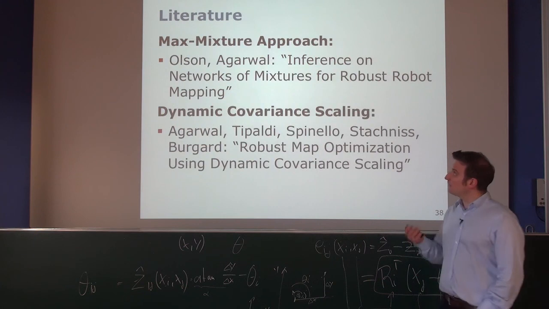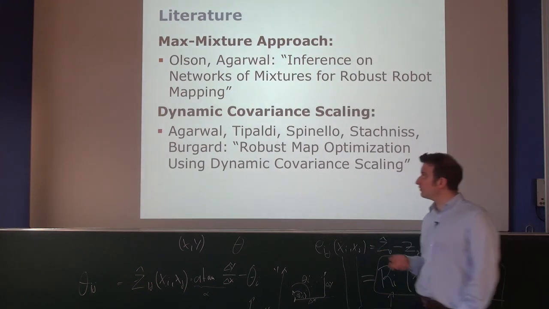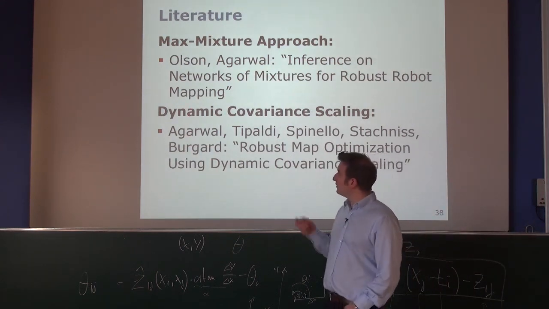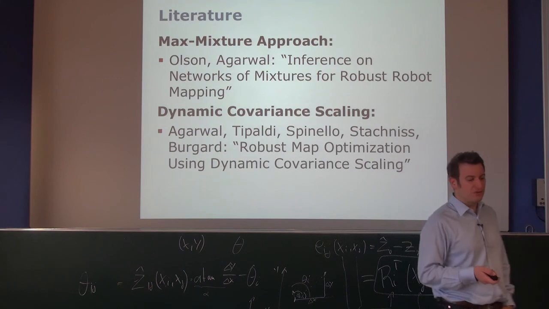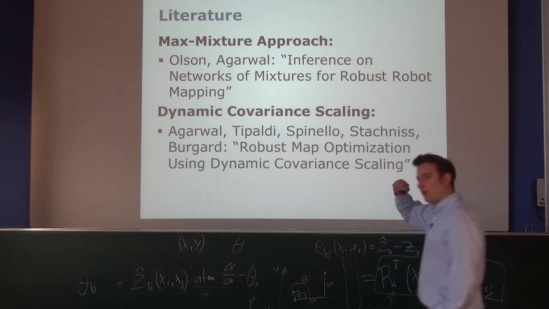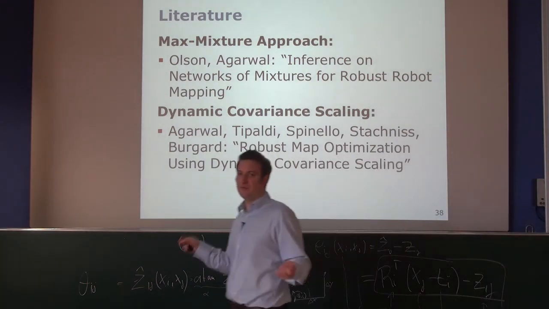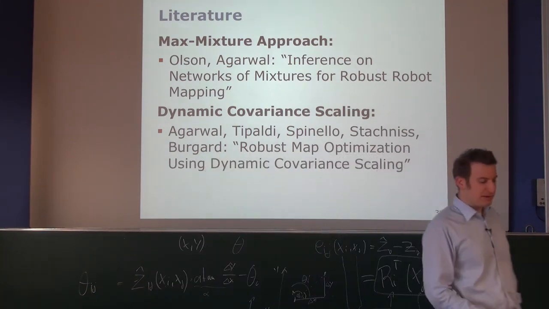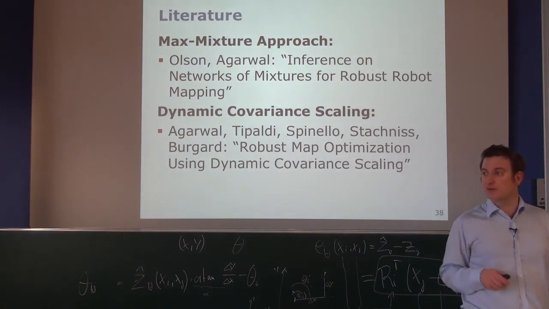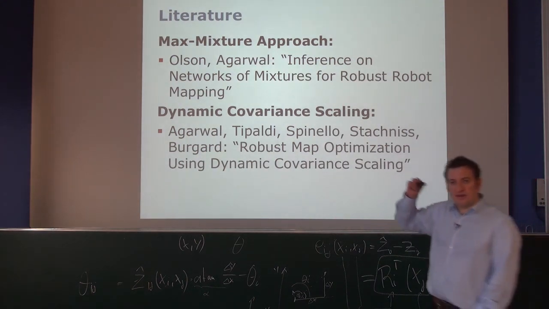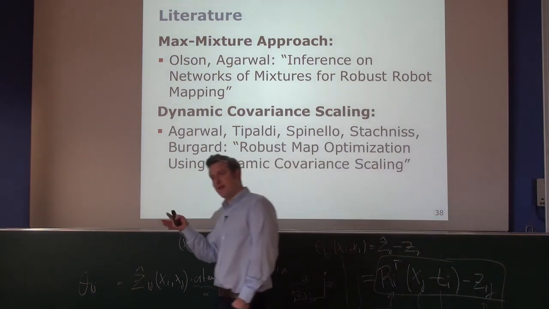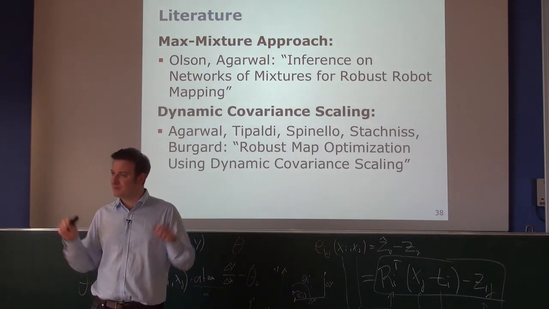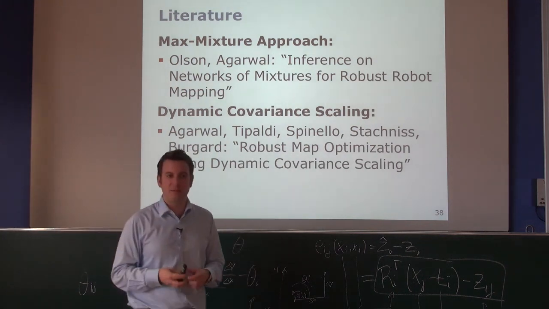I just picked out two examples here in terms of literature. This is the max mixture approach by Edwin Olson and Pratik Agarwal for this robust max mixture, as well as the dynamic covariance scaling, which is another alternative on how to weigh down the errors if you're far away from the current estimate. And this is actually equivalent to performing a robust M estimation with a specific rho function in there. So I know this was short. On the other hand, the idea should be clear to everyone what happens here, that by changing this function, you get much better behaviors.